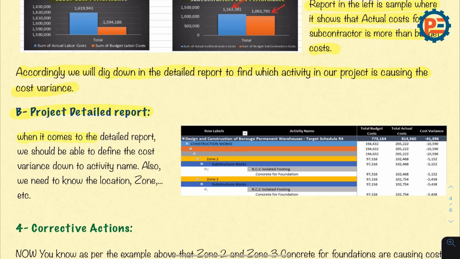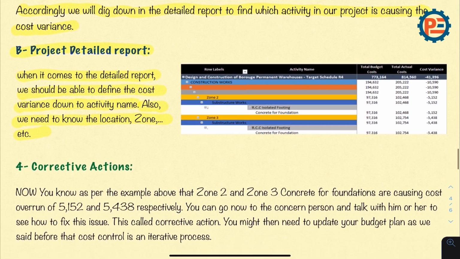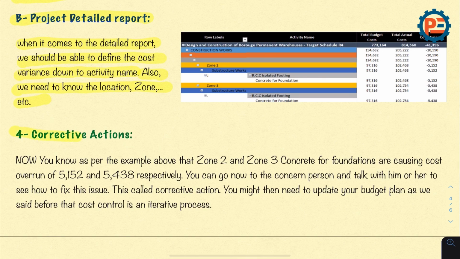When it comes to the detailed report, we should be able to define the cost variance down to the activity name. Also, we need to know the location, zone, etc. So we'll have a very detailed report with very nice slicers or filters in our data model. So we can easily find the problems and fix them. What is the corrective action we are talking about here?